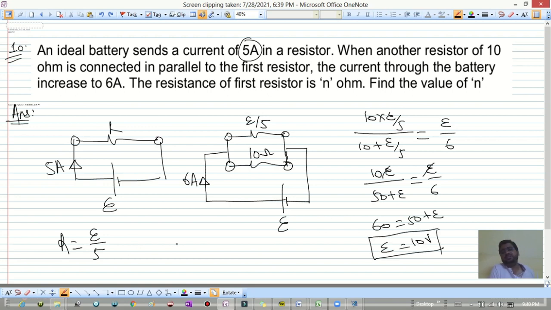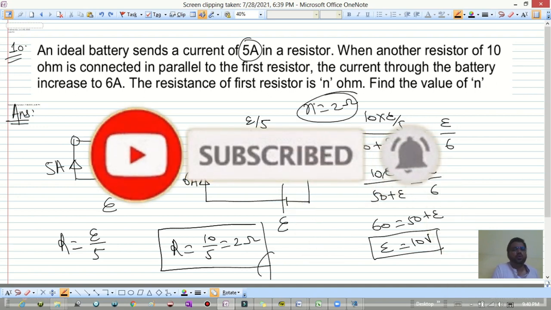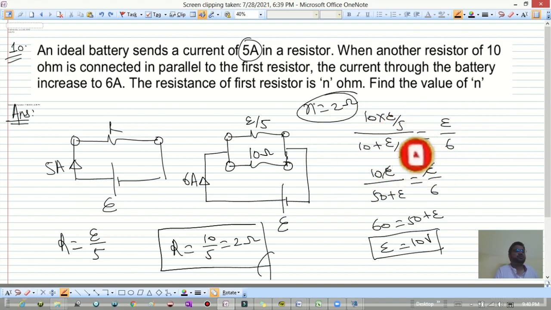Once we got this E, we can put it in the R value, that is 10 divided by 5, which is equal to 2 ohm. So I hope this is clear now. The N value we have is 2 ohm. Right? So I hope this is clear.